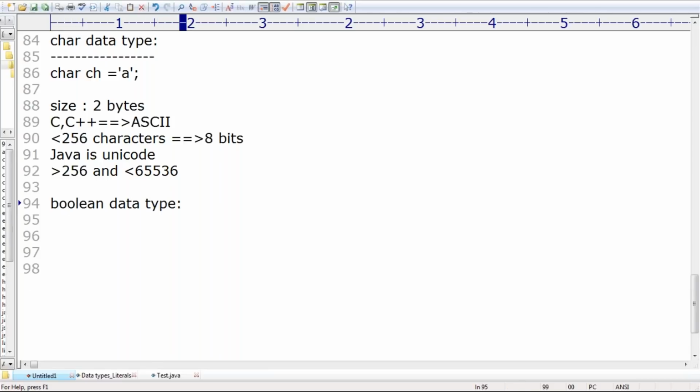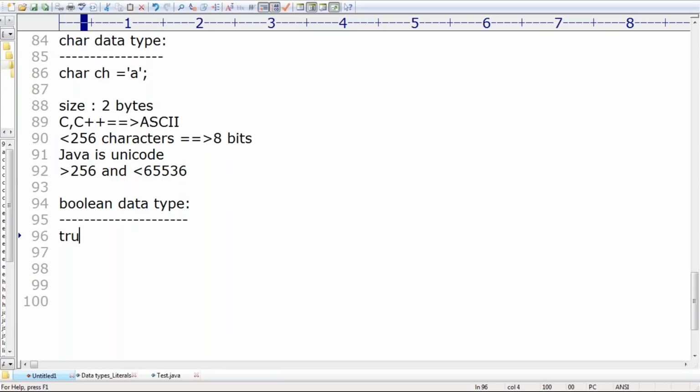Next we can go for the Boolean data type. Sir, to represent logical values like true and after that false, what should we go for? Boolean data type, right? Sir, can you please tell what the size of Boolean is? True or false, man? What is the size of Boolean? Excellent, Manjunath, good. Any other?